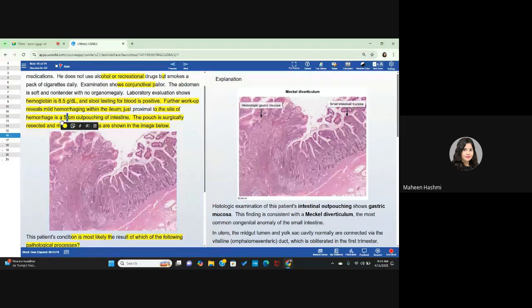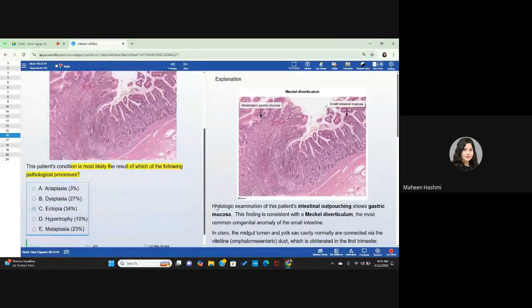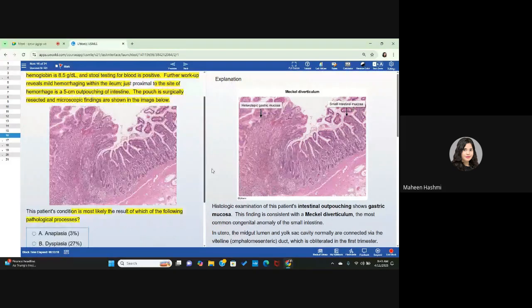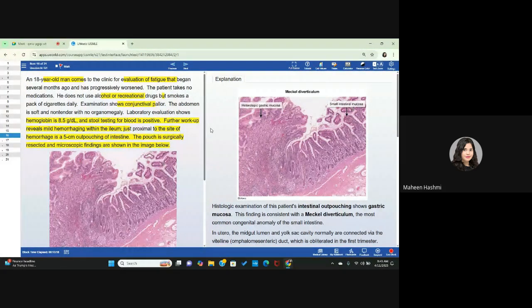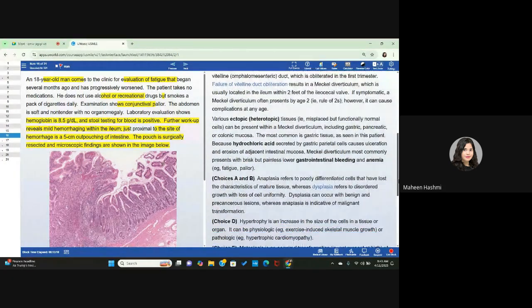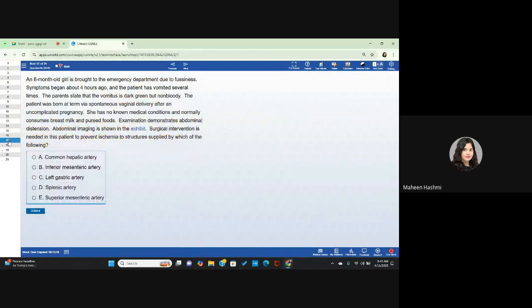That's a clear indication of Meckel's diverticulum. Again, it's most likely removed. I told you guys yesterday that Meckel's diverticulum can occur in a child as well, and it can also be found in an adult as well. All right. Okay. So then we go down.